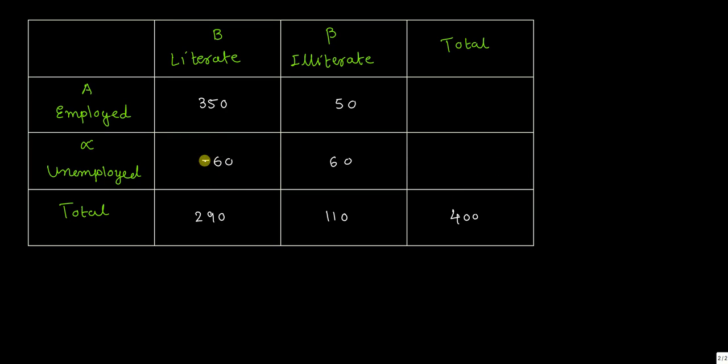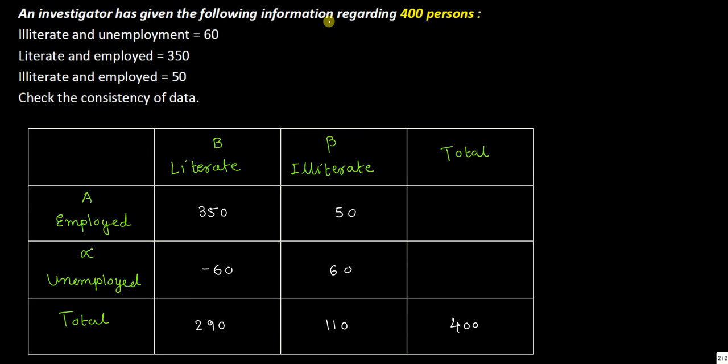So see this cell value. The cell value alpha B is negative. So the given data is called inconsistent data. So we will write the answer as: alpha B is negative. Hence, the given data is inconsistent.